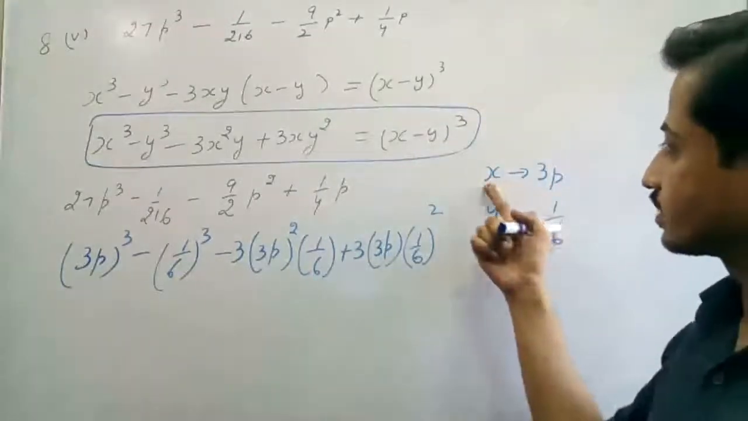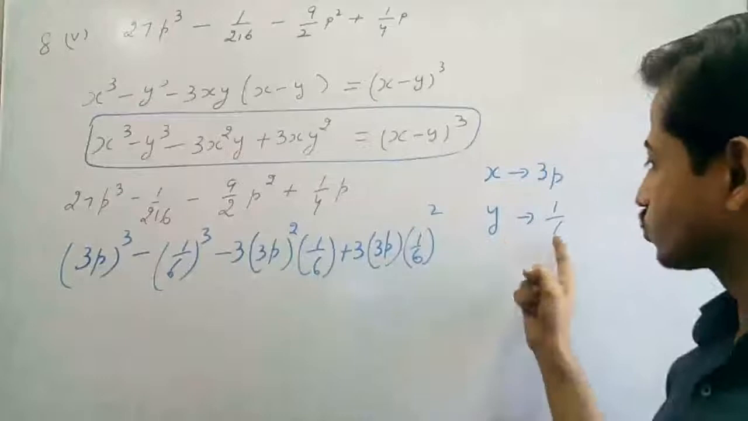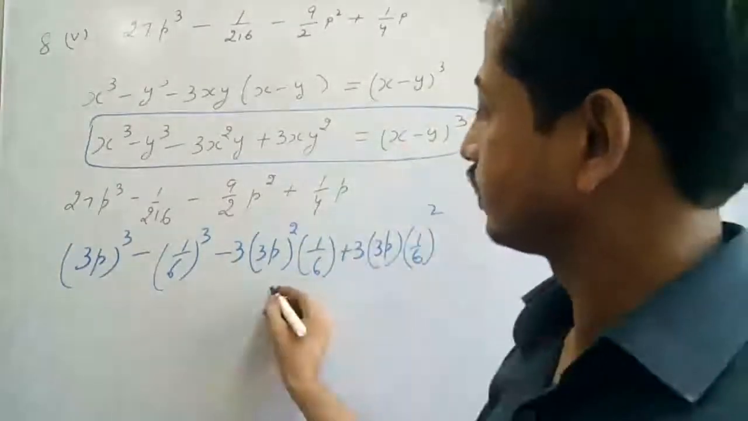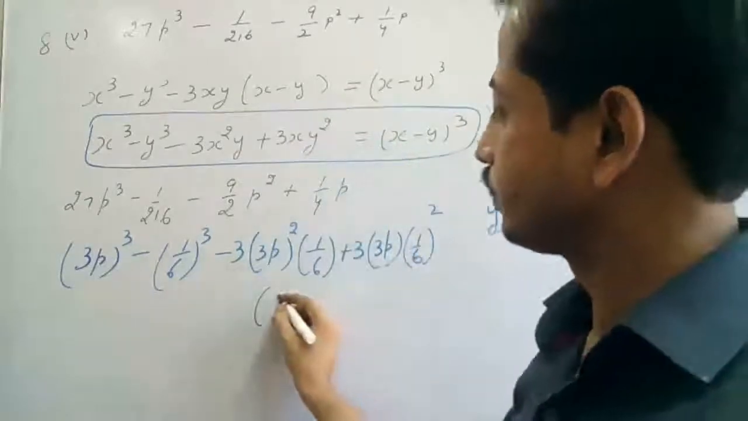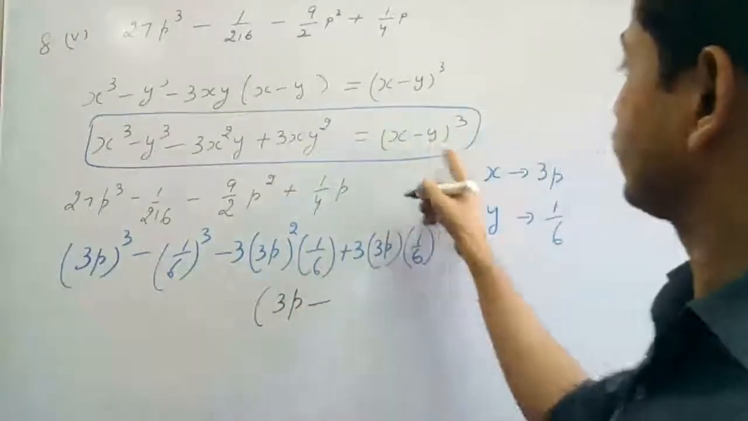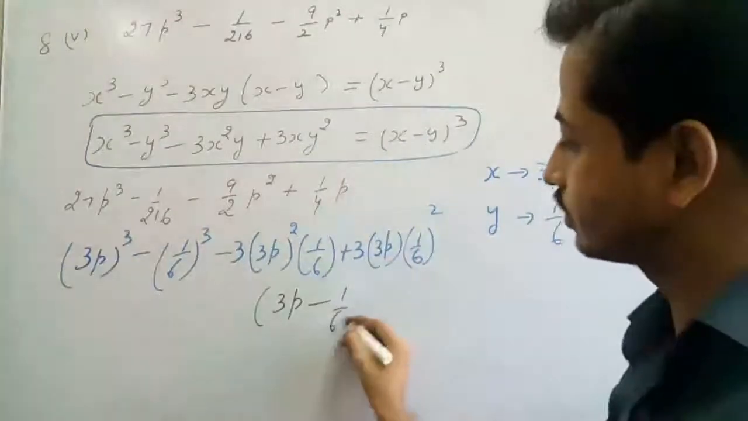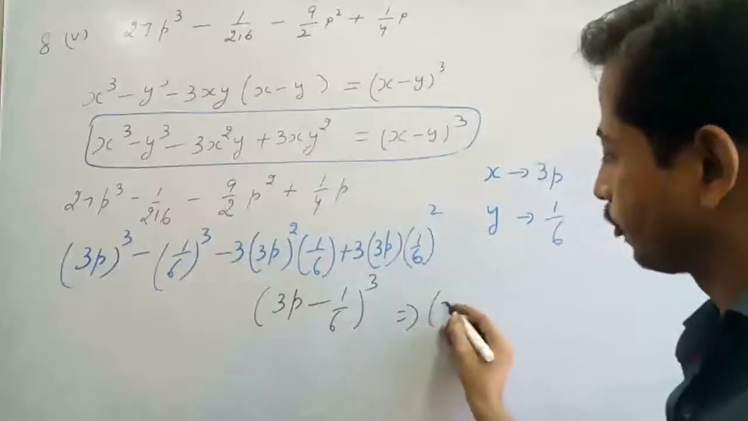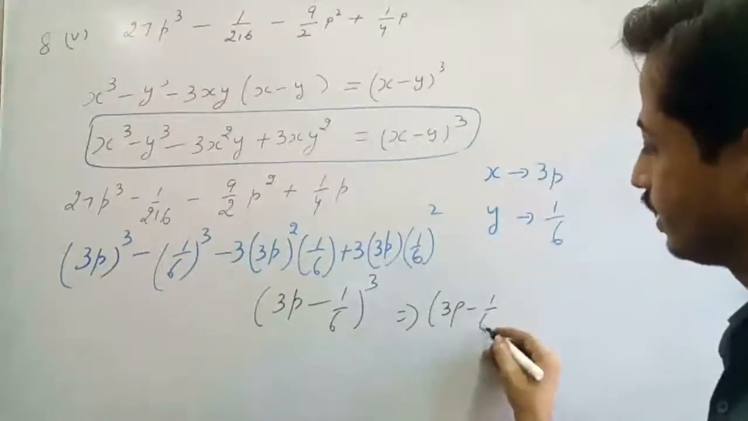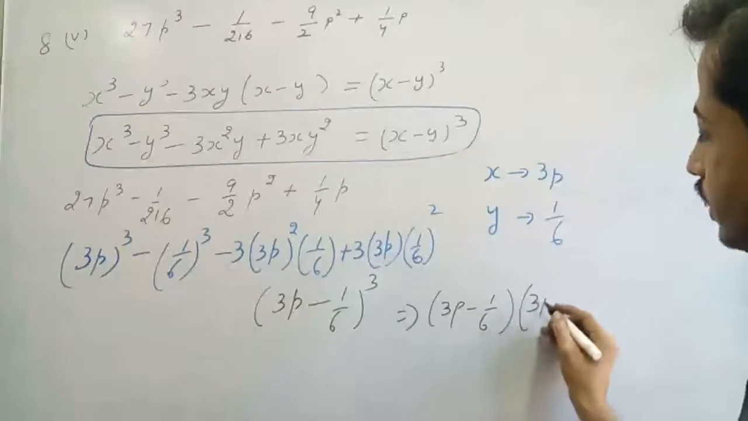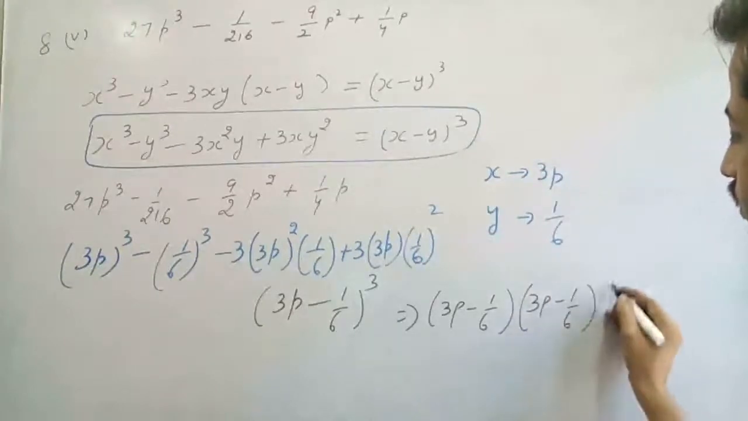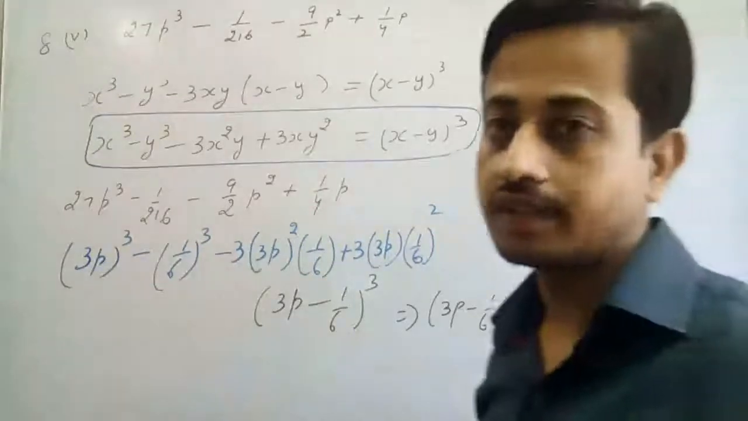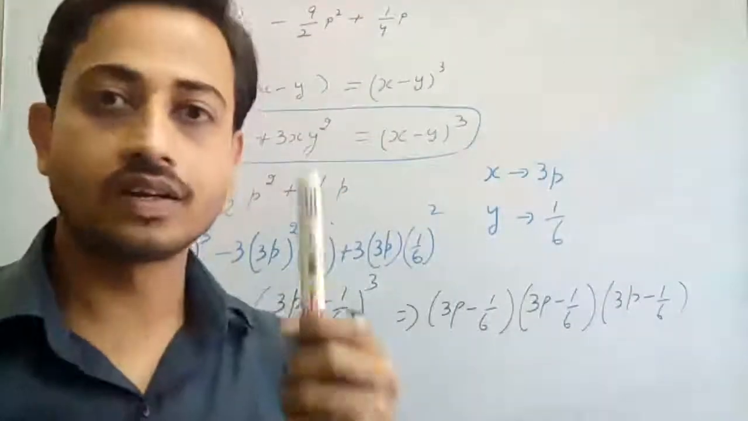So the answer is, x is what? 3p, and y is what? 1 by 6. So the answer is x is our 3p, and y is what? 1 by 6 whole cube. So this can be written as 3p minus 1 by 6, 3p minus 1 by 6, 3p minus 1 by 6. This is the final answer. So please make a note.